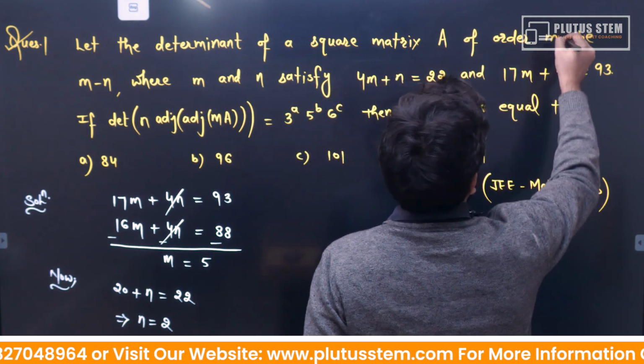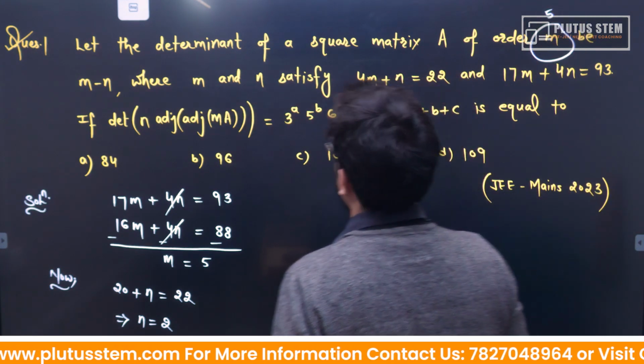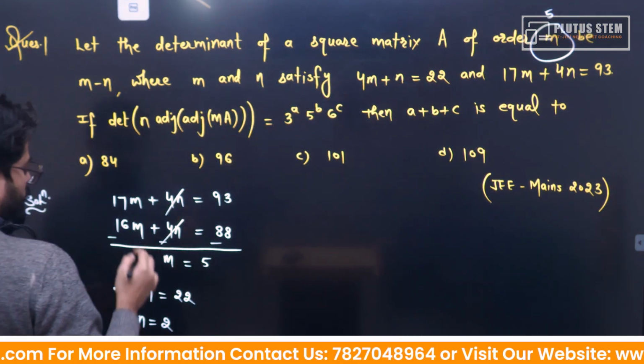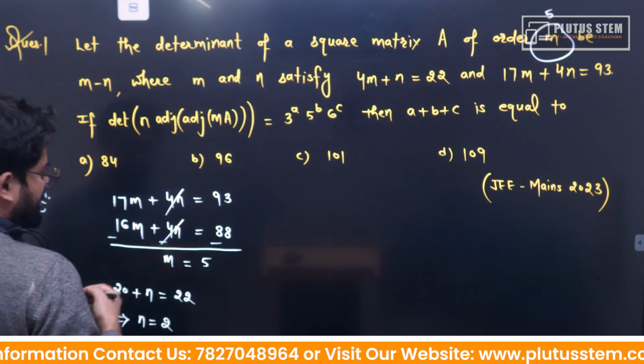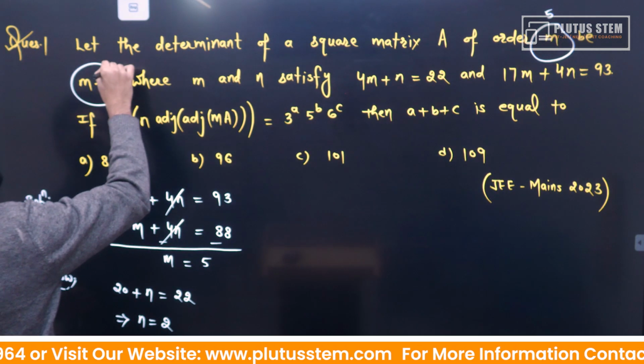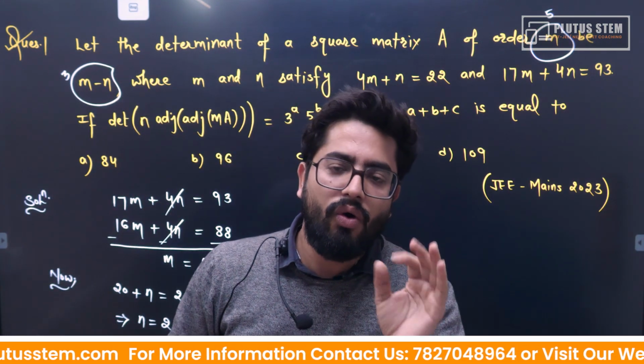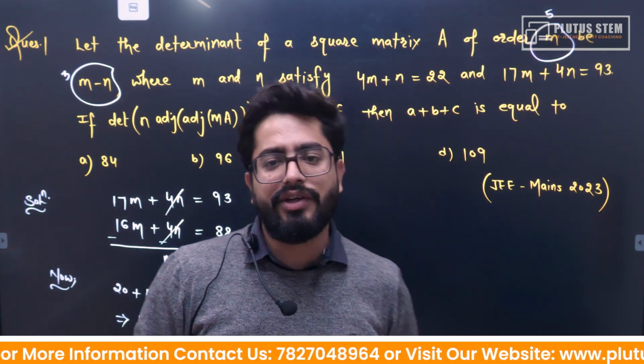So the order is 5, and the determinant for the matrix A is 5 minus 2, which is 3. So now you have the order of the matrix and the value of the determinant.